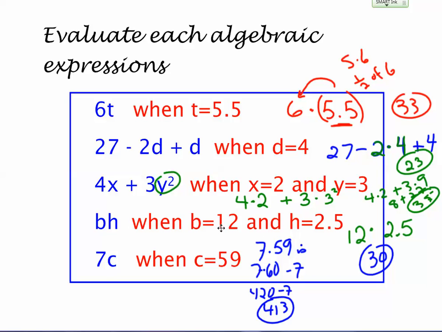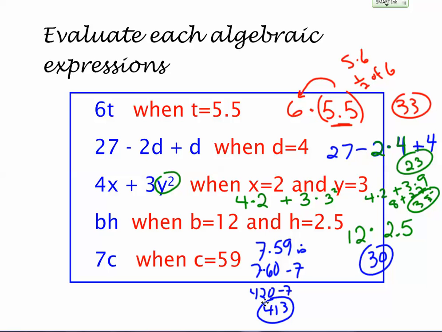Base times height, 12 times 2½ is, remember, just 2½ groups of 12. So it's 12 and half of 12, which is 30. That's the way you can do that mentally. And 7 times C, when C is 59, think of 59 as 60 minus 1. You've got 7 groups of 60, but I'm short 60 by 1, 7 times. So it's really the same as 7 times 60 minus those 7 that I'm short of 60, which is 420 minus 7, or 413.